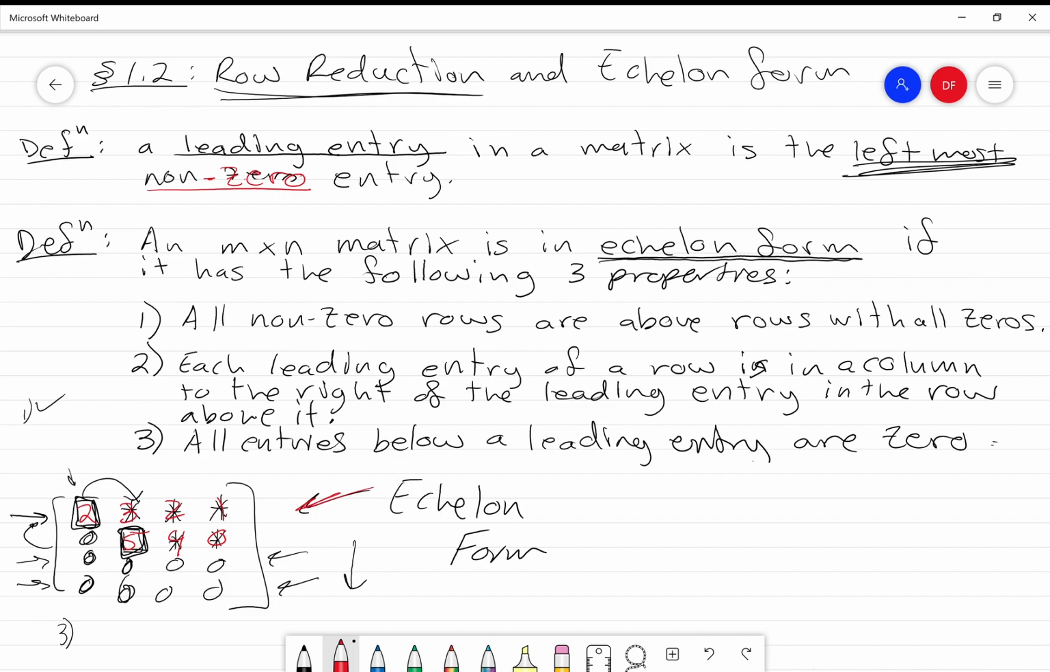All right. Another example would be the following.